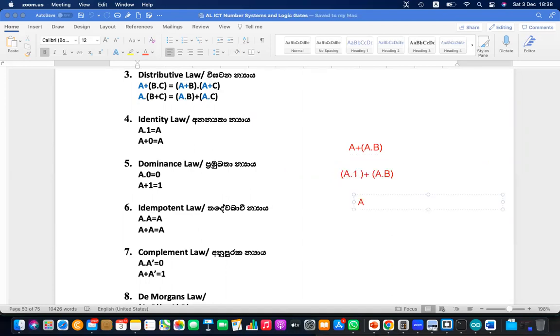I can take this A out. A dot. Then what is remaining? 1 or B, right?